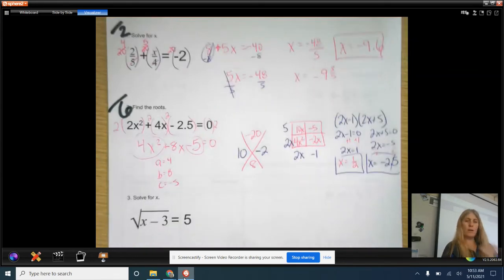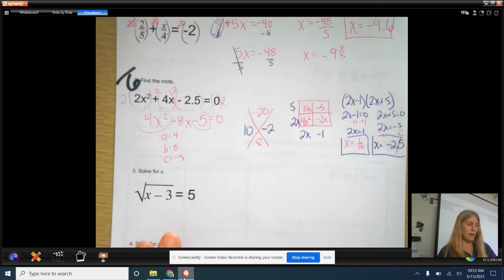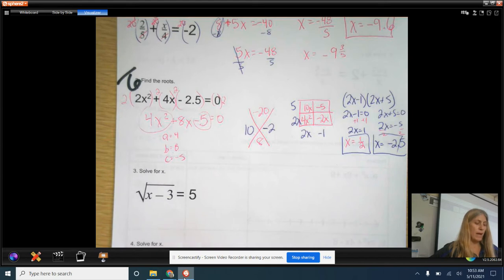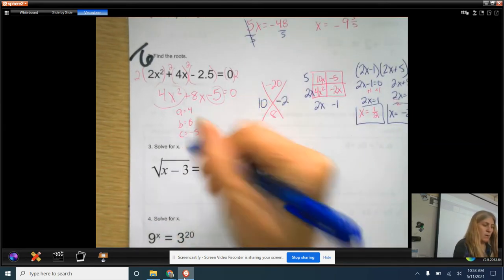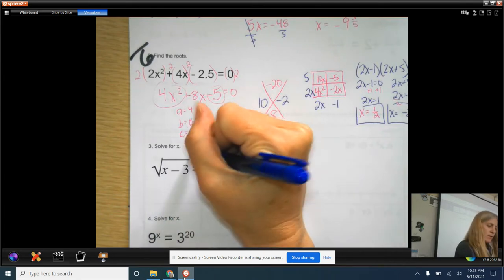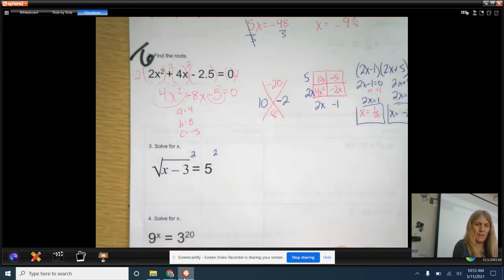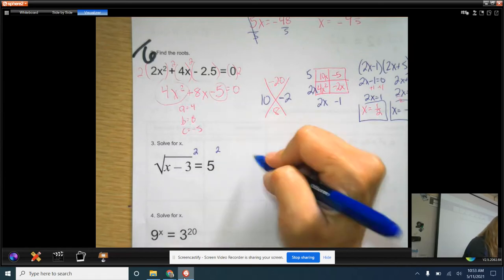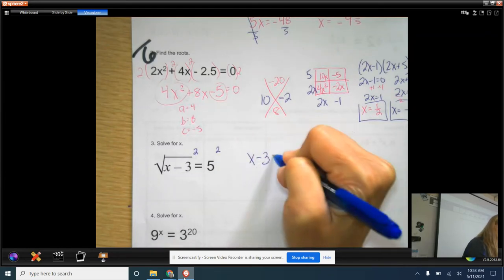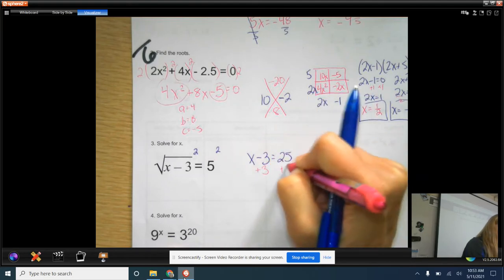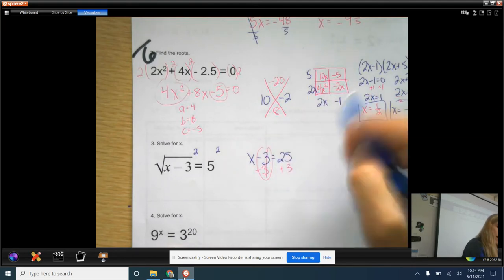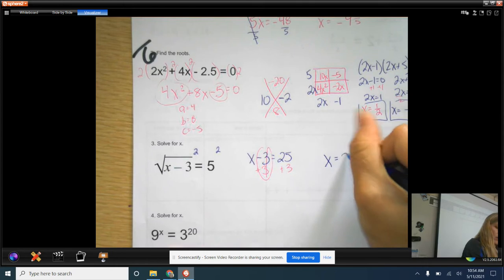Okay, now we're going to go ahead with number 3 here, and there's a lot of techniques that we can use, but I'm going to do undoing. So I'm going to undo the square root by squaring both sides. These two go away, so I'm left with x minus 3 is equal to 25. I'm going to add 3 to both sides, and so my answer x is going to be equal to 28.